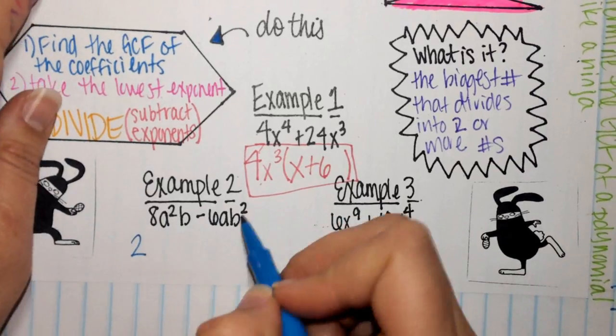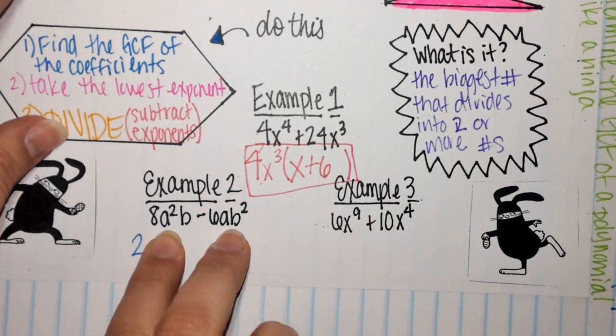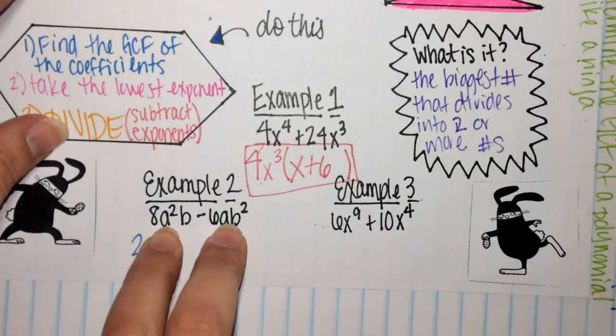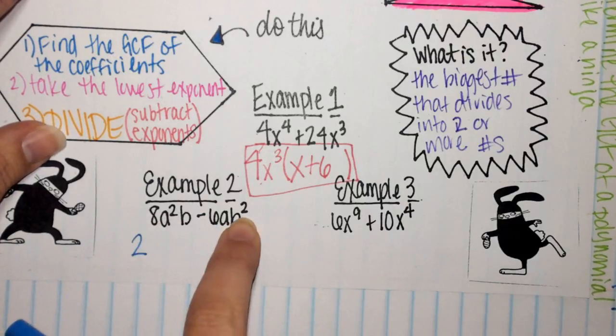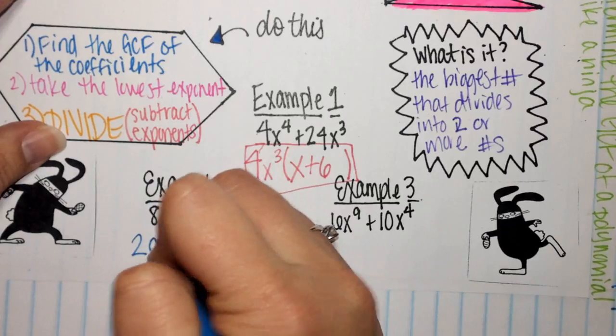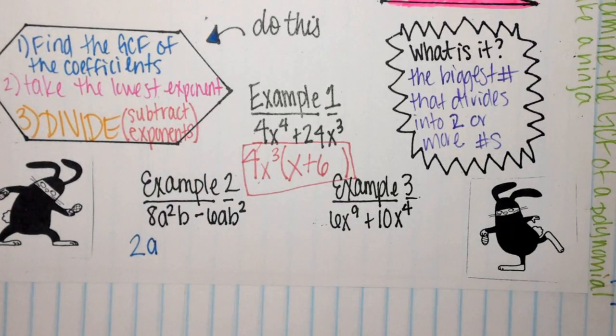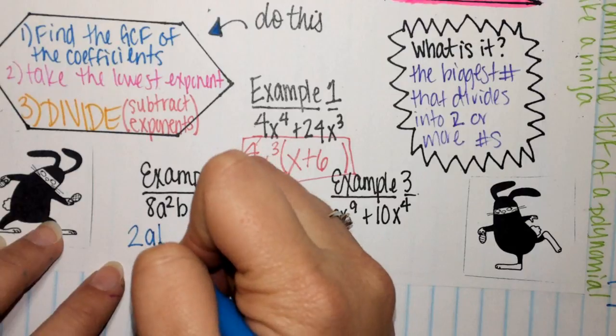Alright, now look at your A's. Now they both have an A and a B in common. So with our A's, you have to take the smallest exponent. What's smaller, 2 or 1? 1. So bring out 1A. Does everybody see what we did? Now look at your B's. What's smaller, 2 or 1? 1. So bring out a B.